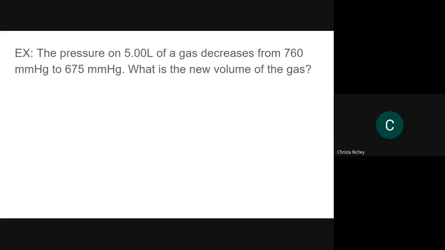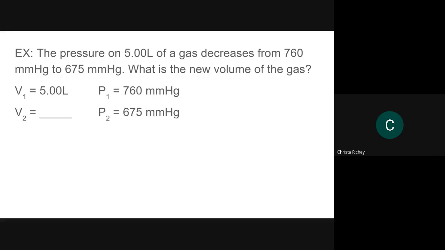We've got volume and pressure. This is Boyle's law. This is V1, P1, P2. What I do not know is V2. Boyle's law says if the pressure goes up, then the volume goes down. Boyle, B-O-Y-L-E, Boyle's law.